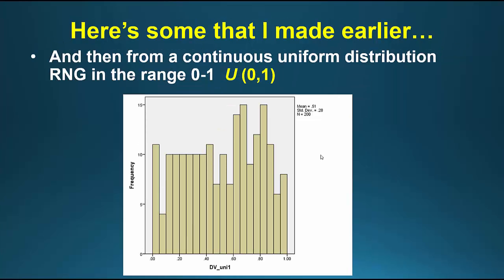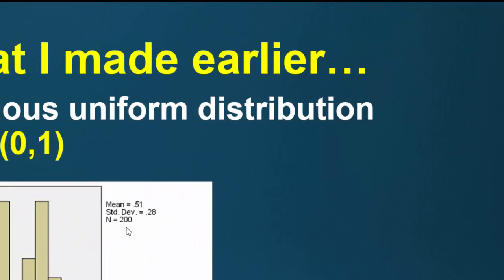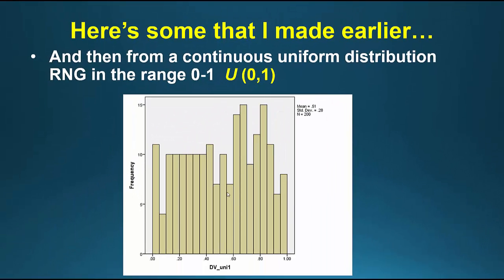So here are some data that I made using those operations, using the random number generator from a uniform distribution. Remember, I chose it to have a uniform distribution, designated U, between the values of 0 and 1, a continuous uniform distribution random number generator. What we see is we generated 200 simulated participants, and there are 20 bins in the histogram. So if it was perfectly uniform, every bin would have 10 observations in it. We can see that some do have exactly 10, but there's plenty of random sampling variation around that.